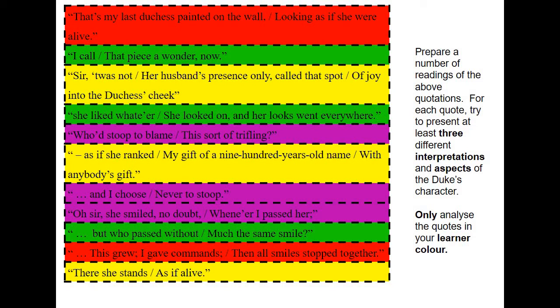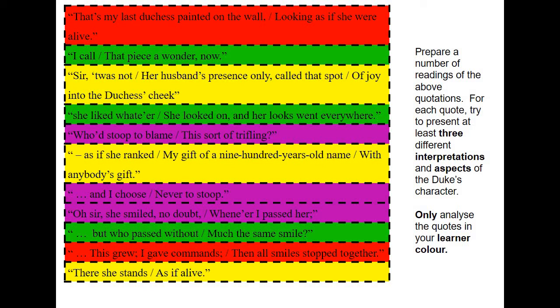Reds, try and give me at least 2. Okay, if you can't do 3, that's fine, but give me 2. Okay, different interpretations of aspects. It doesn't have to be an interpretation of the whole quote, but it could be. But it might just be different interpretations of aspects of that quote and how we could interpret the Duke's personality differently, looking at different ways we could explore elements of this quote.